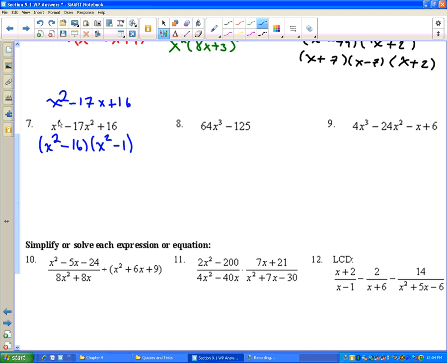So that's my factoring. But x squared minus 16 is a difference of squares. So this is x plus 4, this is x minus 4. This is also a difference of squares. So this is x plus 1, and this is x minus 1. Now you might be tempted to factor the x minus 4 or the x minus 1, but these are x's, not x squares. So those 4 terms are my final answer.